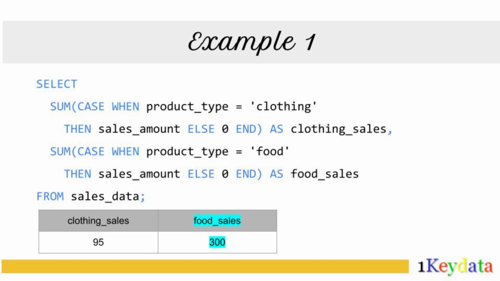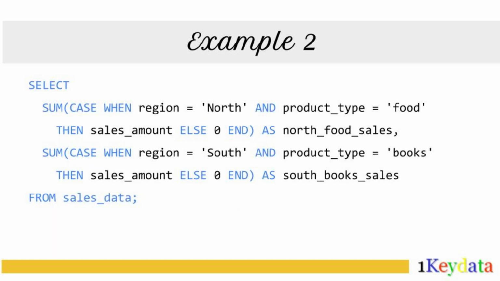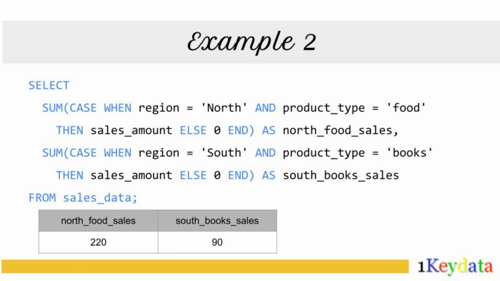Now, let's take it up a notch. Here's how you can calculate total sales based on both region and product type. This query lets you break down sales by both region and product type in a single step. The power of conditional aggregation lies in its flexibility to handle complex scenarios like this. Here's the result of the query, showing both food sales in the North region and book sales in the South region.